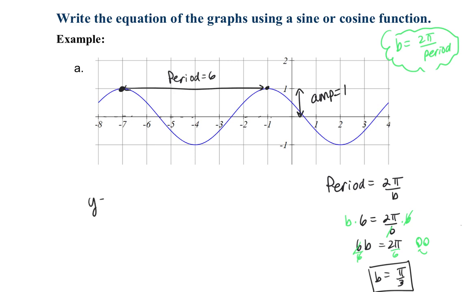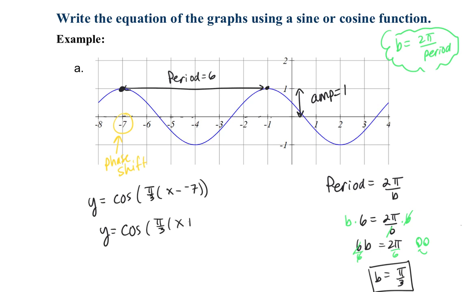So let's do y equals, amplitude is 1, so there's no coefficient in front of cosine. The b is pi over 3, but there has also been a vertical shift. Or sorry, not vertical, but a horizontal shift, okay? So that is my phase shift, and that's what I'm going to subtract from x: x minus a negative 7. So then that can simplify to y equals cosine of pi over 3 times x plus 7.